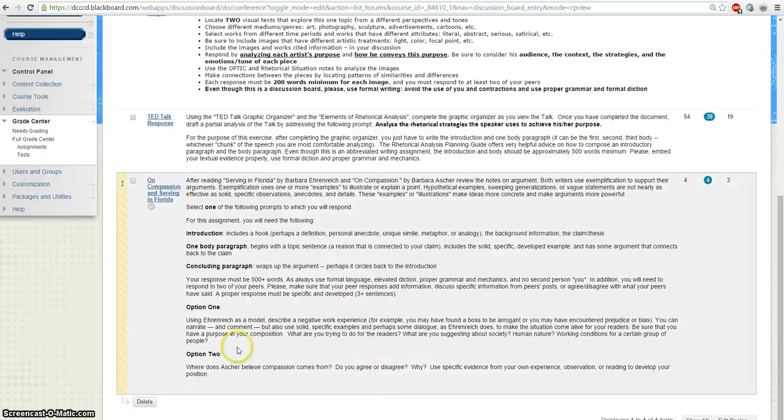Okay. And then option 2 is Asher, you have to answer this question or know the answer to this question. How does she believe people develop compassion? Does she think it's something we're born with, or does she think that it develops over time, and how does it develop? So you need to know the answer to that, and then you argue whether or not she's right, and you prove your opinion. Okay, and then that's it.